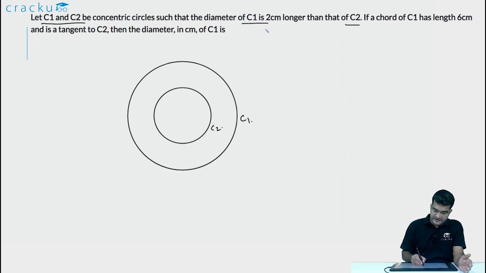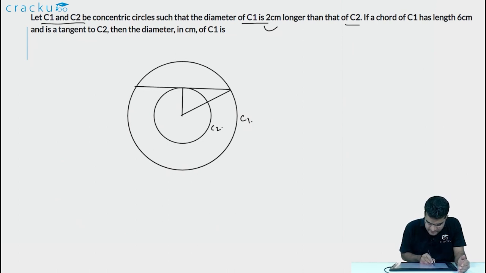The diameter of C1 is 2 centimeters longer than the diameter of C2. So if you assume that the radius of C2 is equal to r, then the radius of C1 will equal r plus 1. Because if the diameter is 2 centimeters longer, the radius will be 1 centimeter longer. We are also told that if you draw a chord of C1 which is a tangent to C2, and the length of the chord of C1 is 6 centimeters, we are required to calculate the diameter of C1.